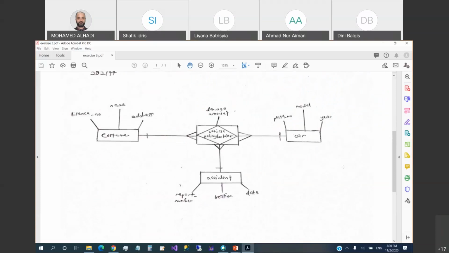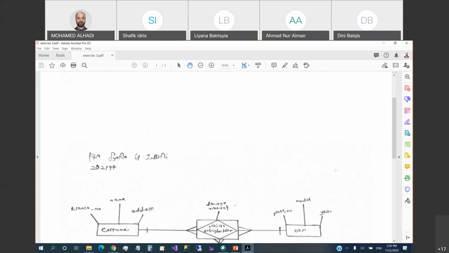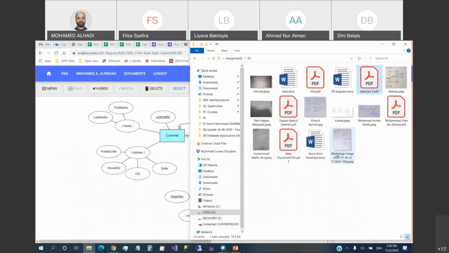Okay, then after that we have this diagram. This diagram belongs to who? Me, doctor. What's your name, please? Ilza Shafira. Shafira. Yes. Okay. I will change the name.